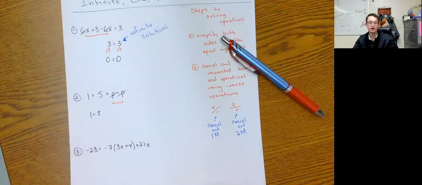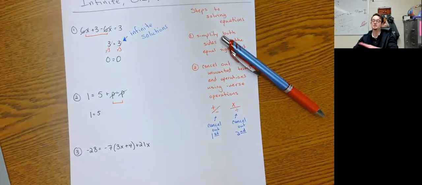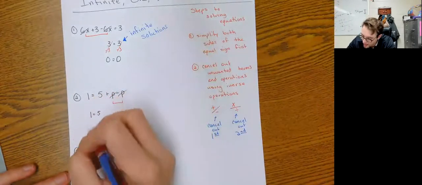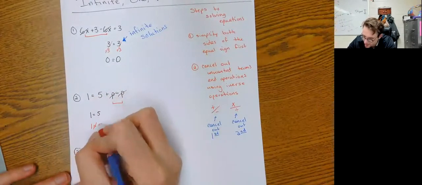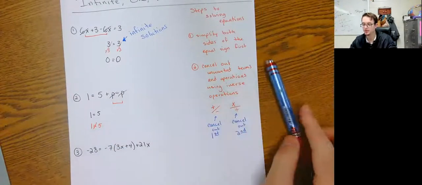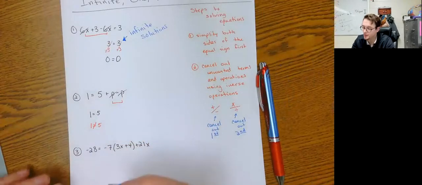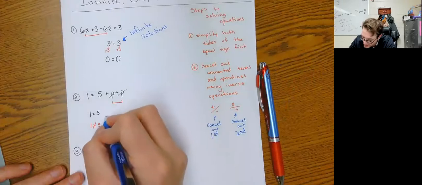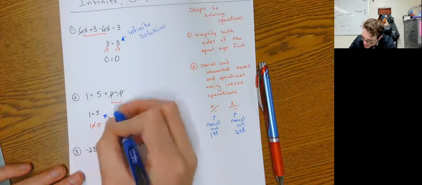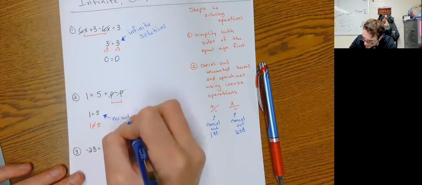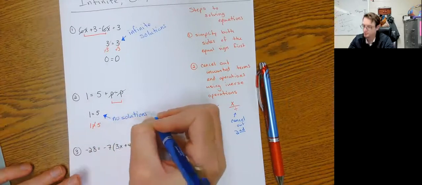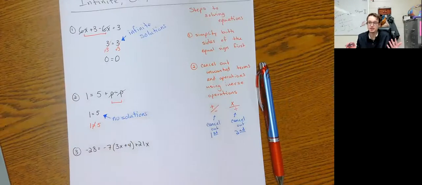Excuse me, does 1 equal 5? Does anywhere in the math universe that you've been taught so far, does 1 equal 5? It does not. 1 does not equal 5. So this situation, unlike here where 3 does equal 3, this situation is not true. So this situation right here tells you that there are no solutions. Okay? So that's no solutions. That's an issue. Can't work. Doesn't happen. 1 does not equal 5 anywhere in the universe. Okay?